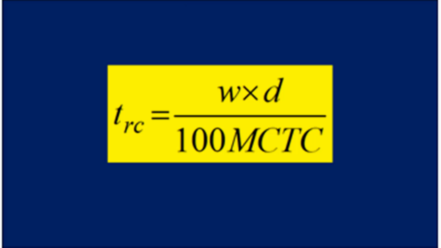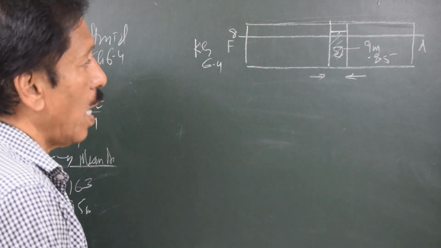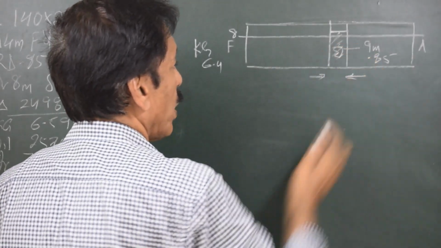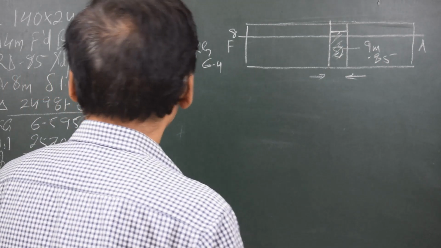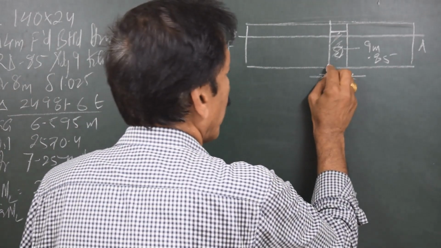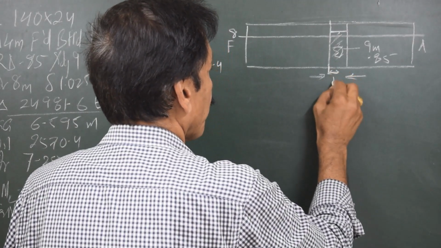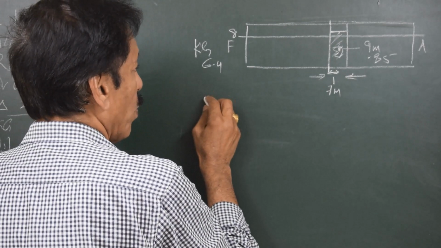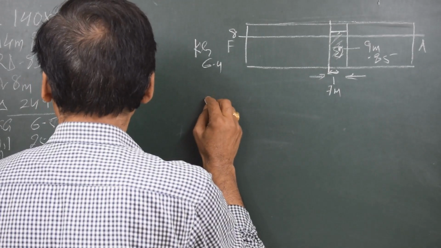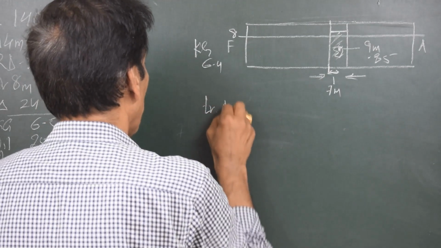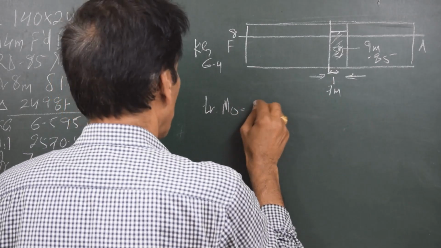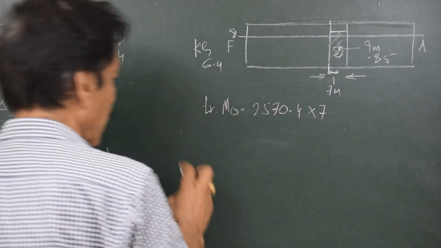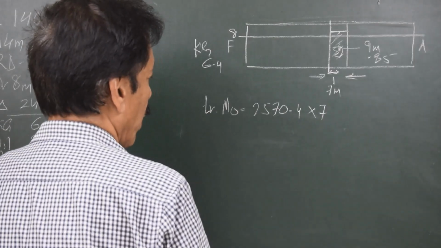222.195. Now to find out the drafts, what we have done here is we have removed a weight from here, and the weight was 2570.4, and we can say from the midships the distance is 7 meters. So the trimming moment that is caused by removing this weight is equal to 2570.4 multiplied by 7. So trimming moment that is caused divided by 100 MCTC.